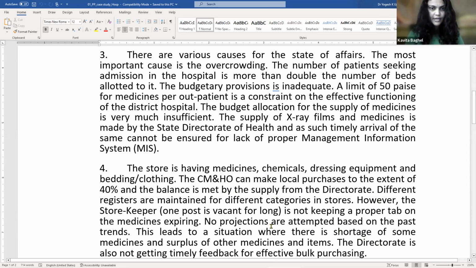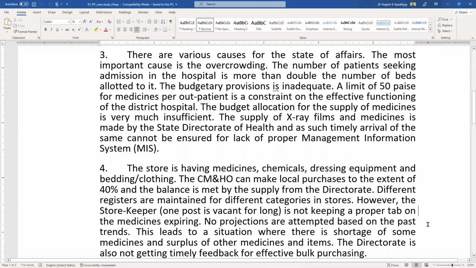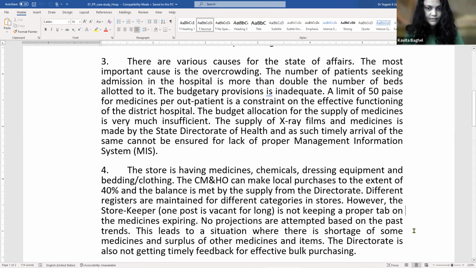The CMHO can make local purchases to the extent of 40%, and the balance is met by the supply from the directorate. Different registers are maintained for different categories in stores. However, the storekeeper post, which is vacant for long, is not keeping a proper tab on the medicines expiring. No projections were attempted based on past trends. This leads to a situation where there is a shortage of some medicines and surplus of other medicines and items. The directorate is also not getting timely feedback for effective bulk purchasing.